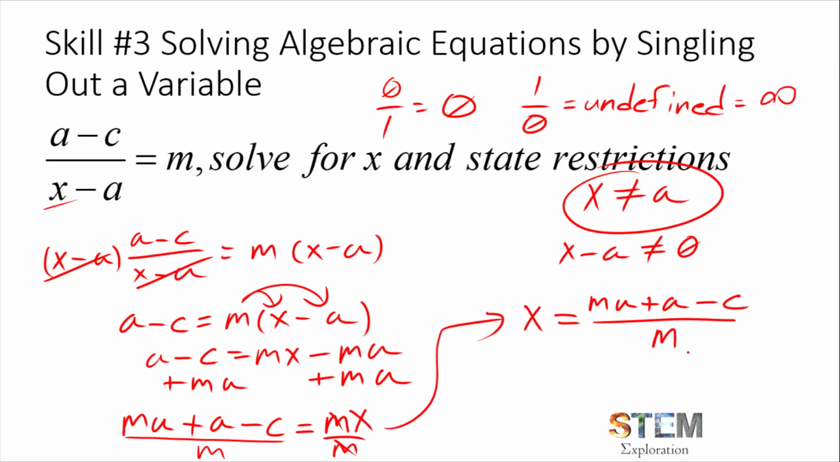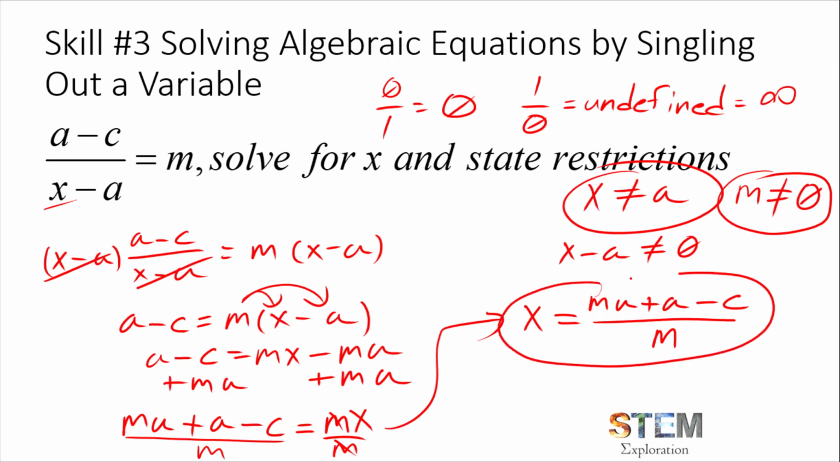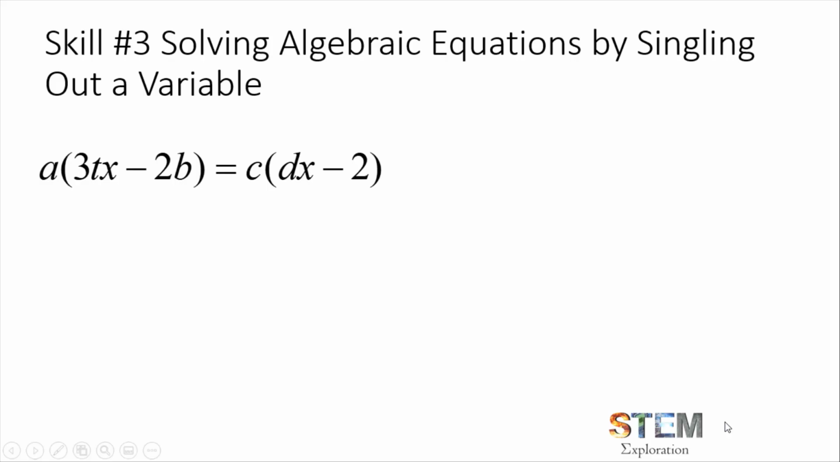And so with this given circumstance, one other restriction needs to be mentioned here, and that restriction is simply that m cannot equal 0. So make sure that as you're going through this process, you state the restrictions that are present at the beginning equation and also at the end equation and any step in between. All right, so those are your restrictions, and this is how we would solve for x.